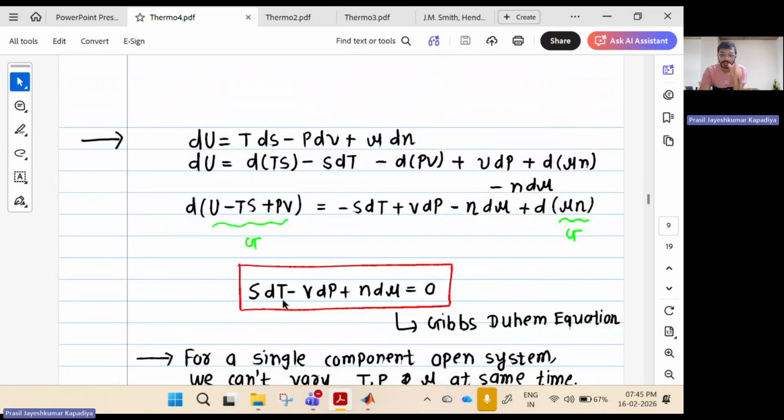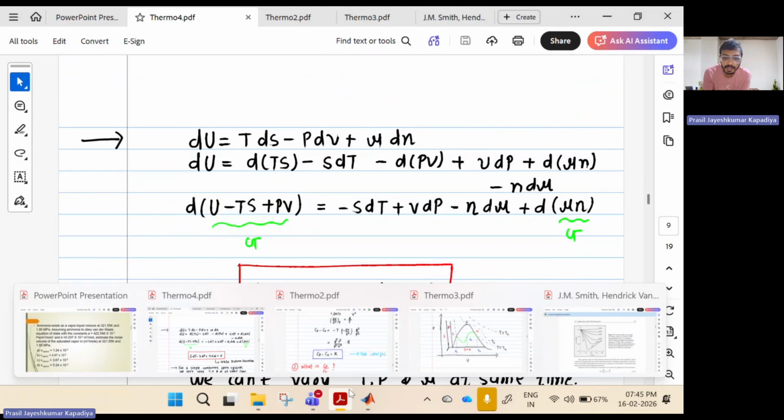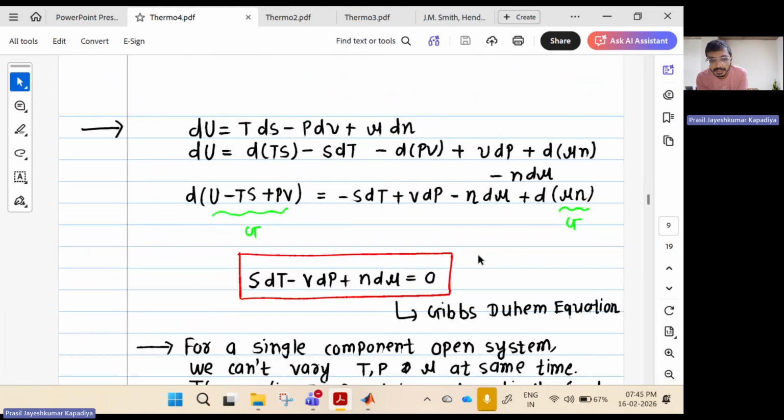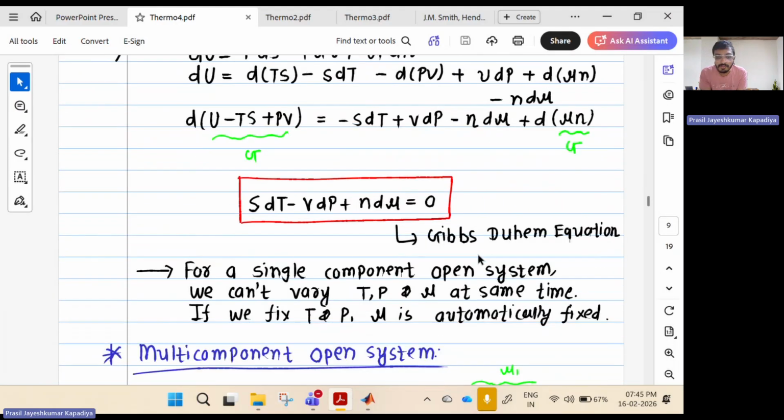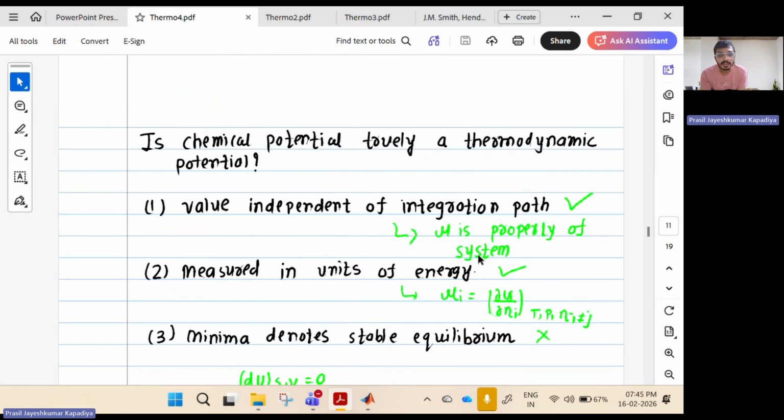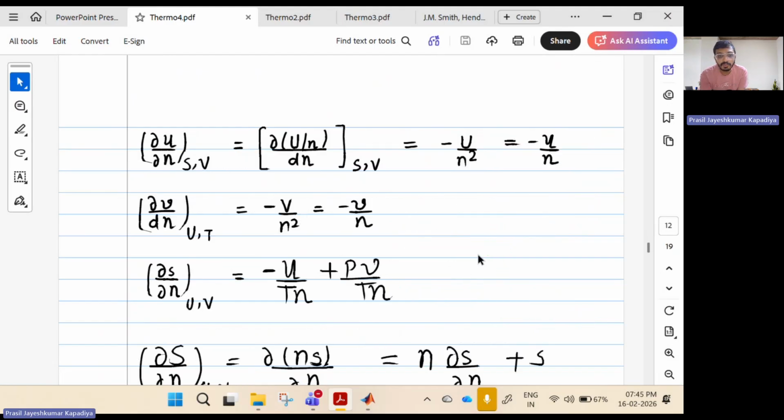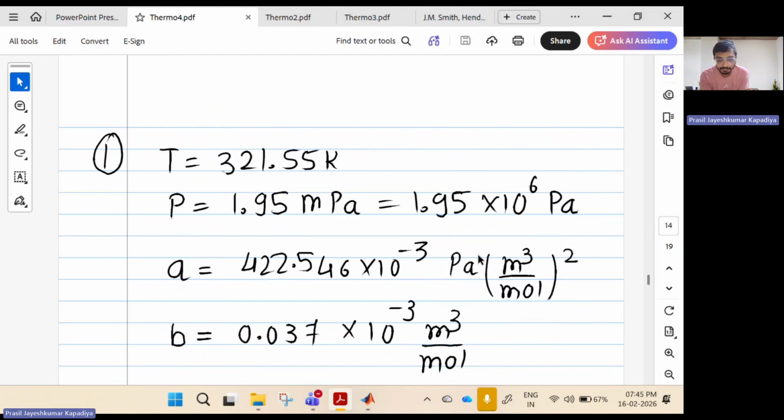Further, we had a look at the Gibbs-Duhem equation, a very, very important thermodynamic concept, that we cannot vary T, P and mu all at the same time. If we are fixing T and P, mu is automatically getting fixed. This is what we learned in today's class.